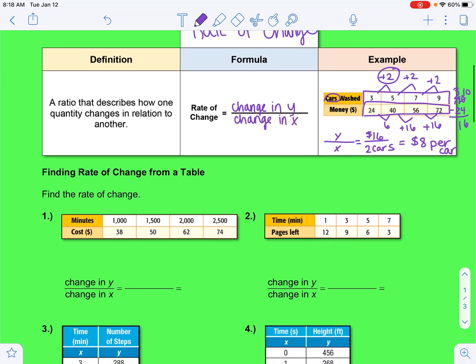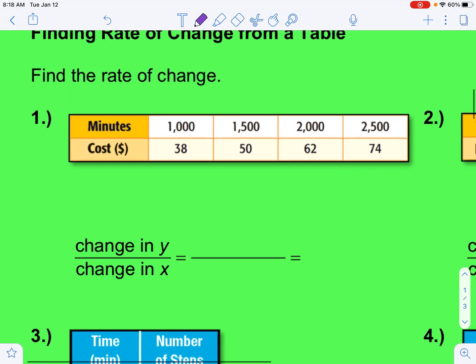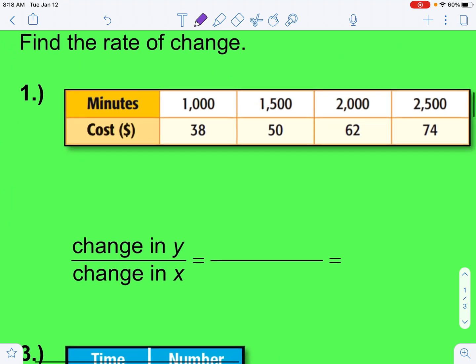Alright, let's look at number 1. We need to find the rate of change, and this time we're talking about the number of minutes with the cost associated with those minutes. Always remember our top one is our x, our bottom one is our y. So the minutes is x, the cost is y. For our rate of change, we need to find our change in y first.